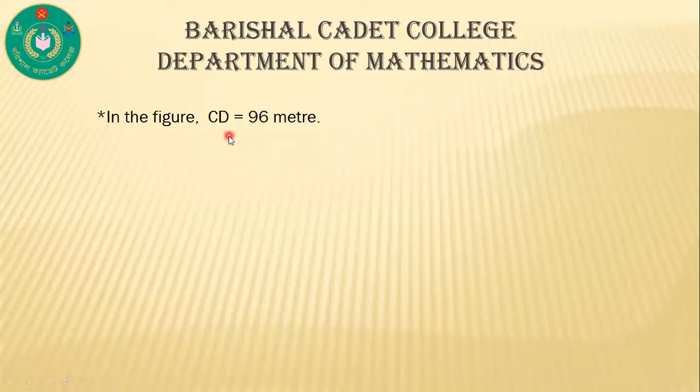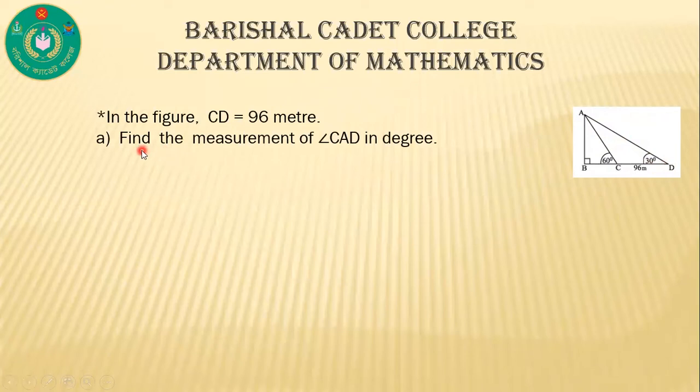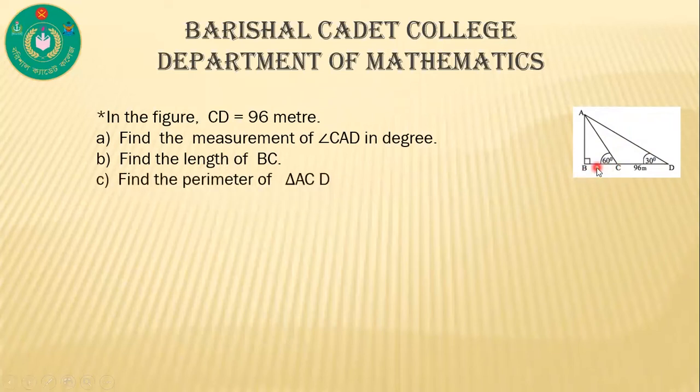In the figure, CD is equal to 96 meter. Now, A, find the measurement of angle CAD in degree. Question number B, find the length of BC. And question number C, find the perimeter of triangle ACD. Now solution.